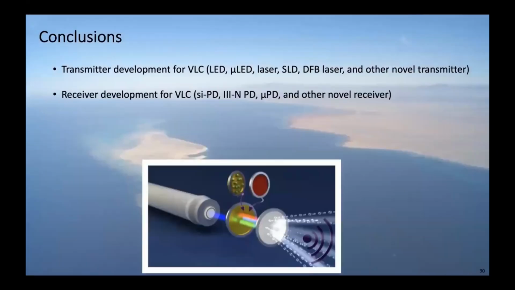Right, let me draw the conclusions. We talked about the high-speed transmitter development for VLC, and also talked about the receiver, mainly the micro PD and a new way of fabricating the UVC high-speed photodetector.